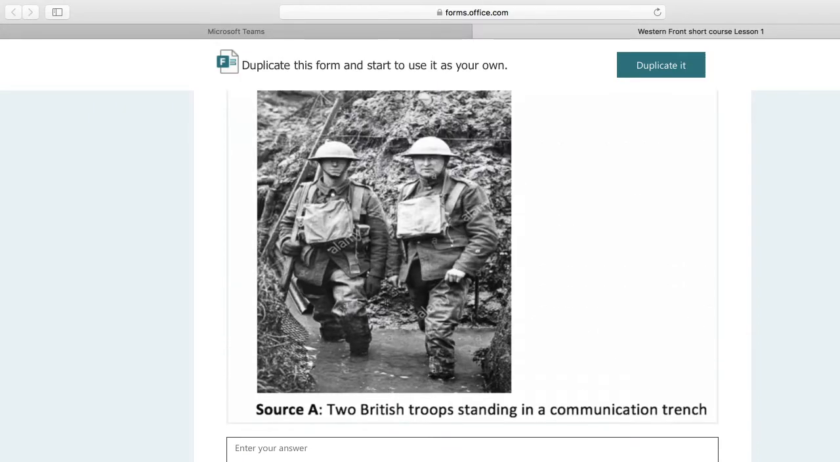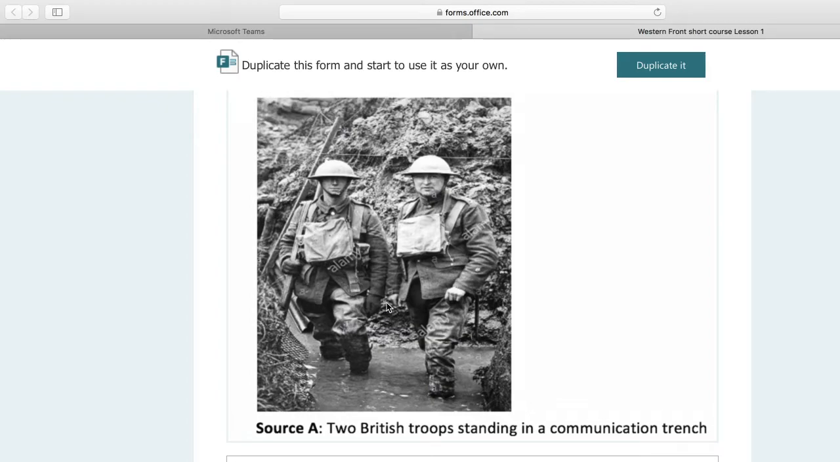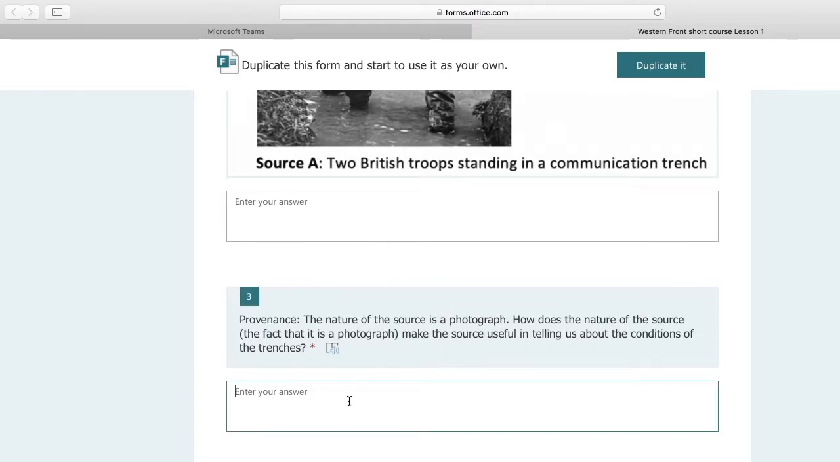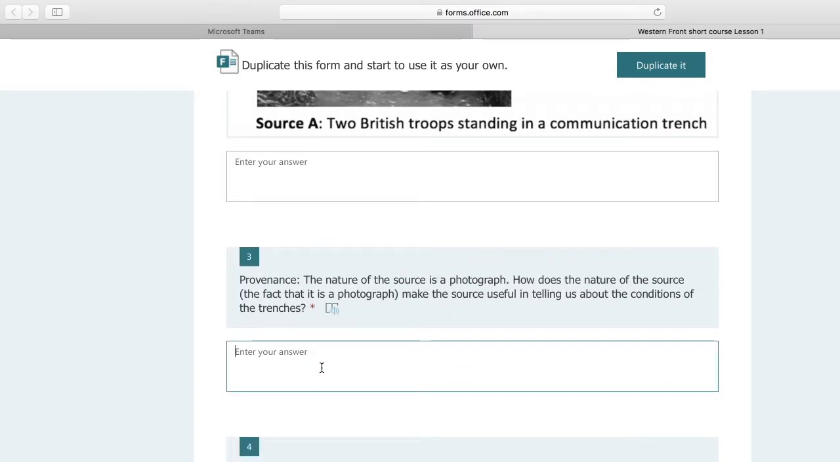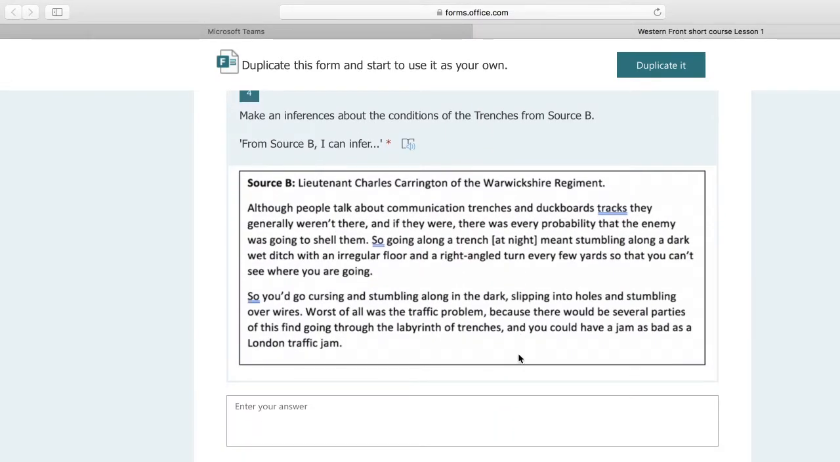The fact that it's a photograph, why is that more useful than, let's say, someone's drawing? Because that would be a nature too, or a letter. Why might this be particularly useful? I just want you to answer why you think a photograph makes it useful in telling us about the conditions of the trenches. After you finish that, you can do the same thing with source B.